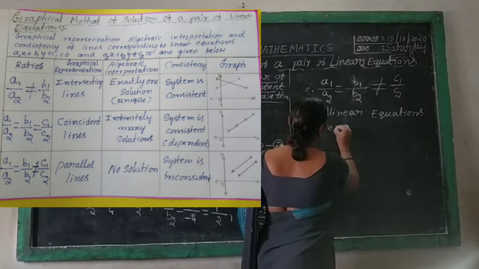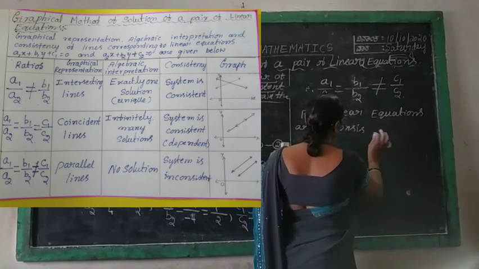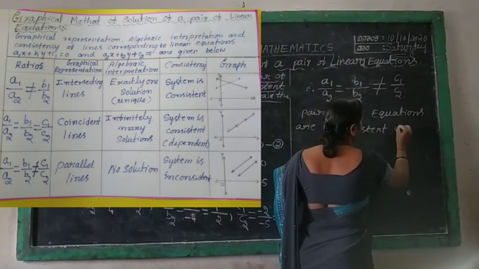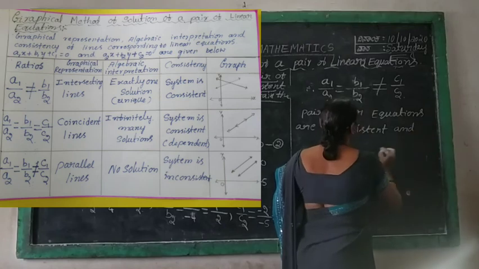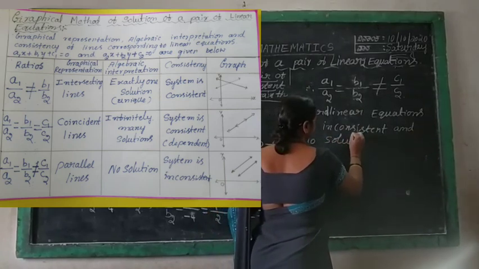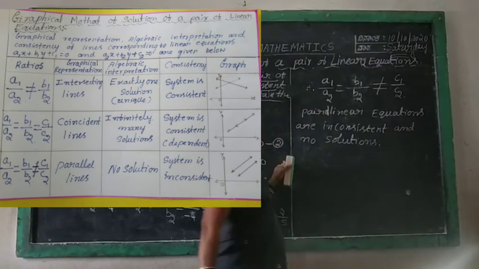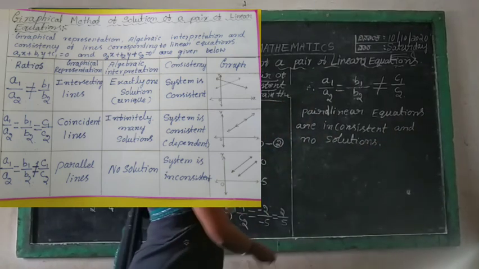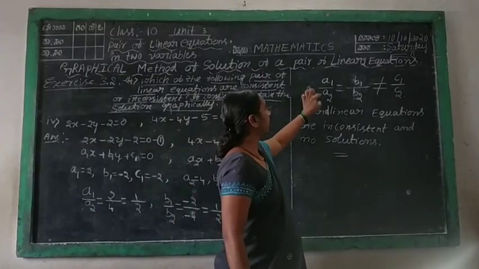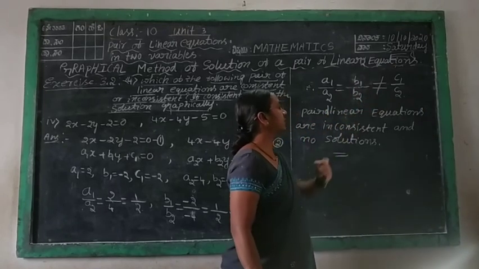The given pair of linear equations is inconsistent, having no solution, because the ratio a1 by a2 is equal to b1 by b2, not equal to c1 by c2.